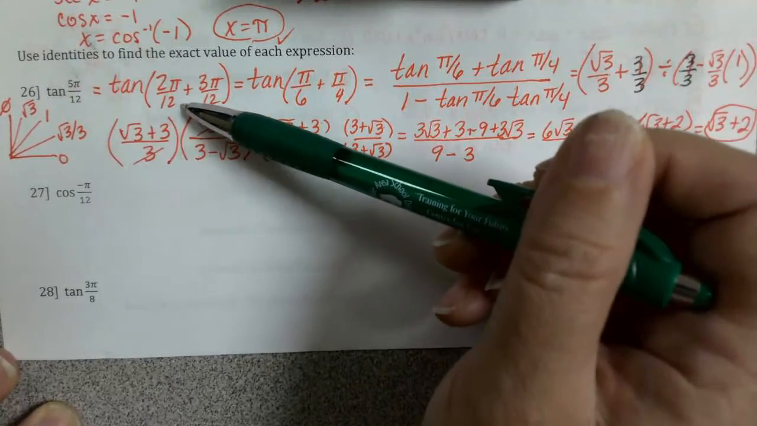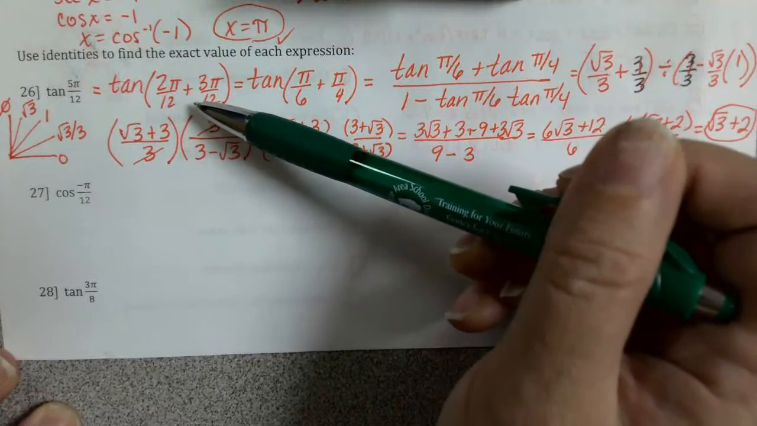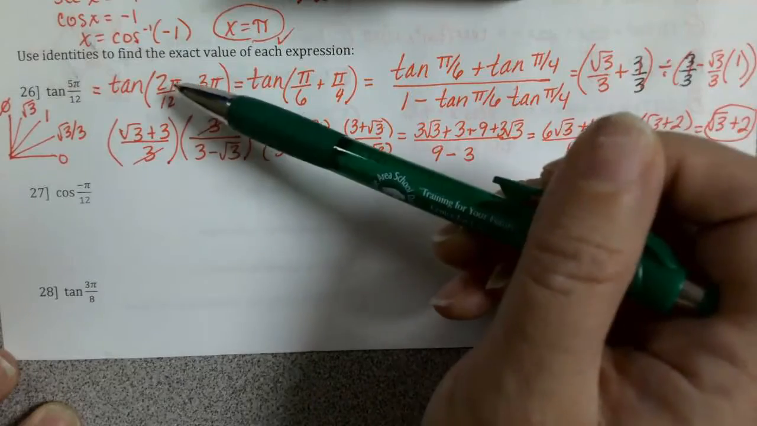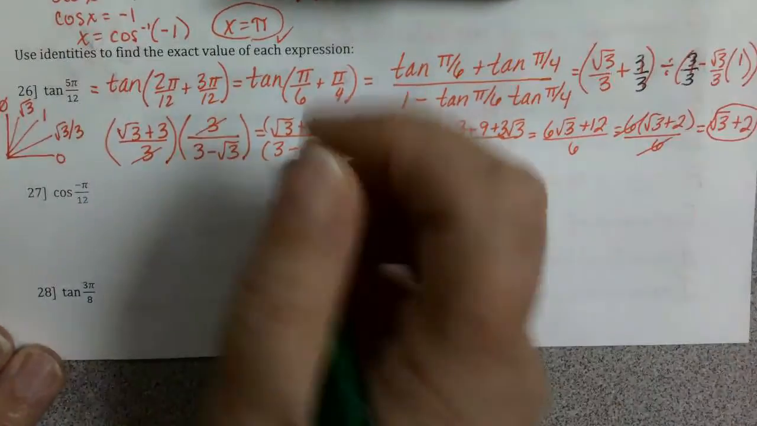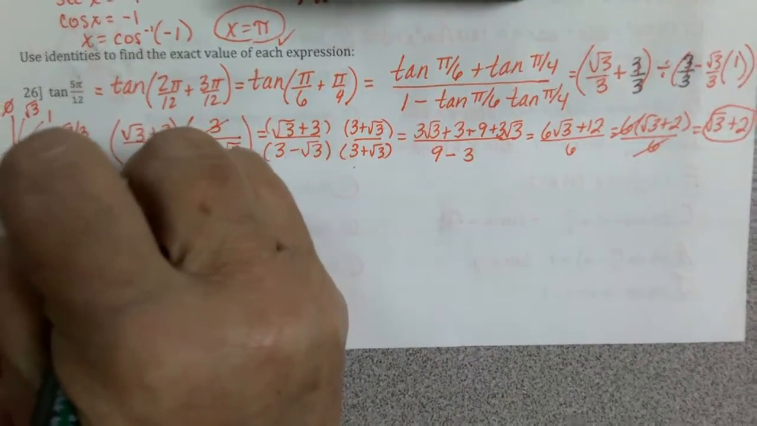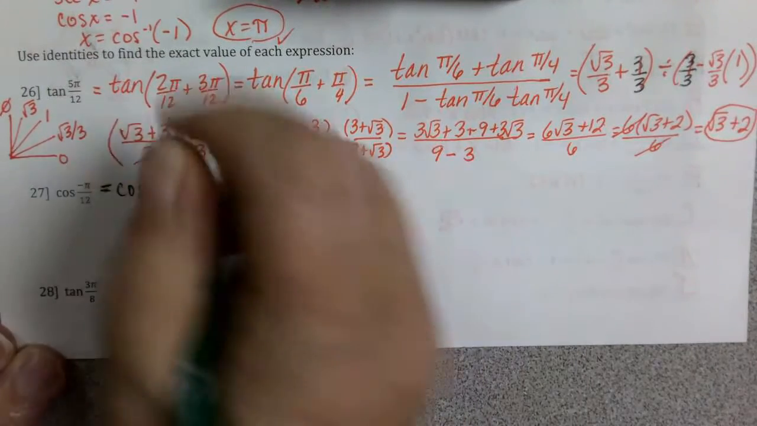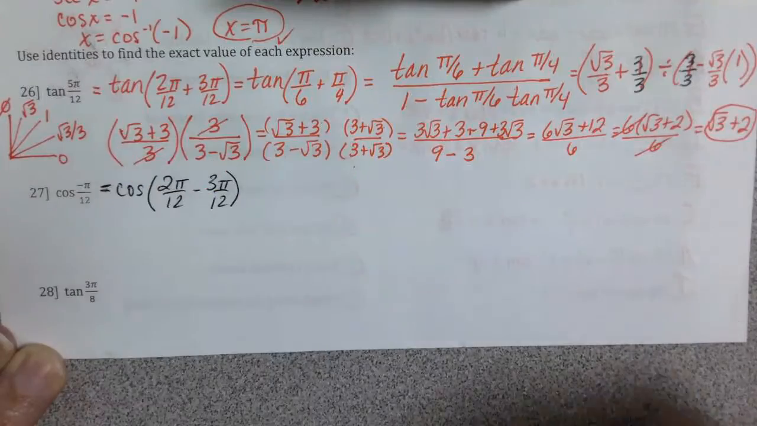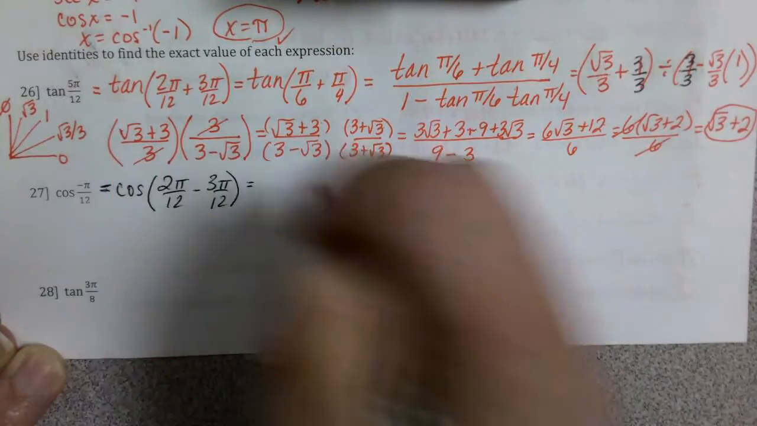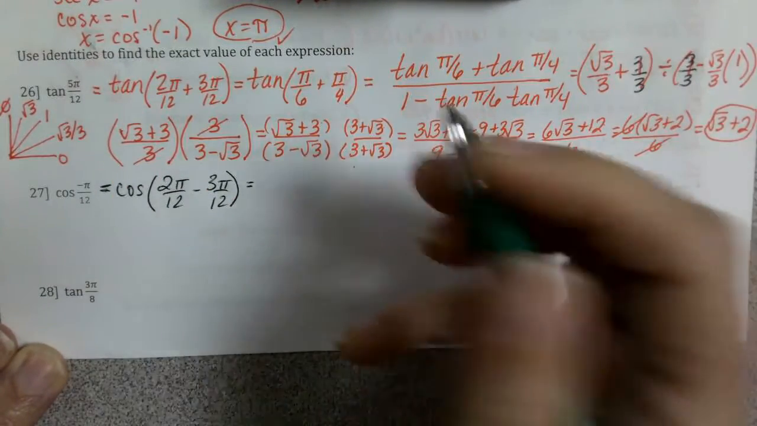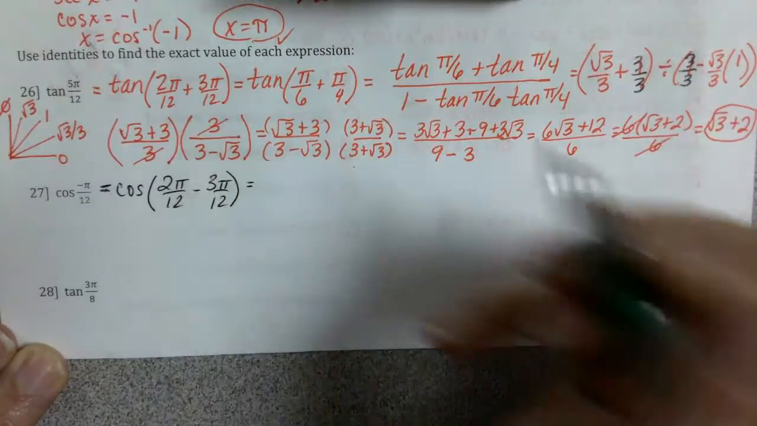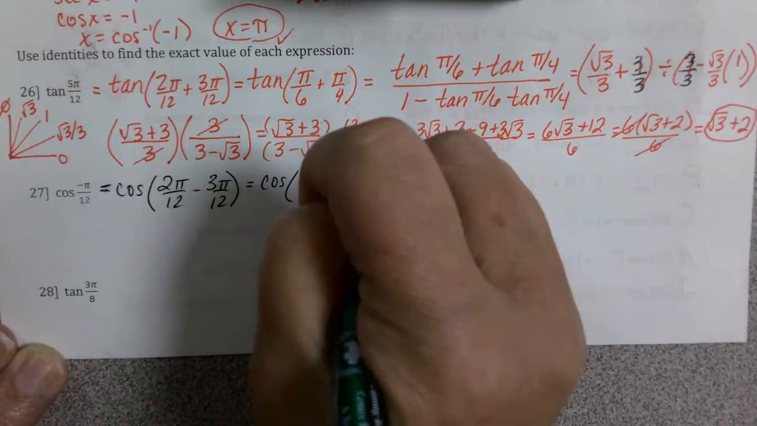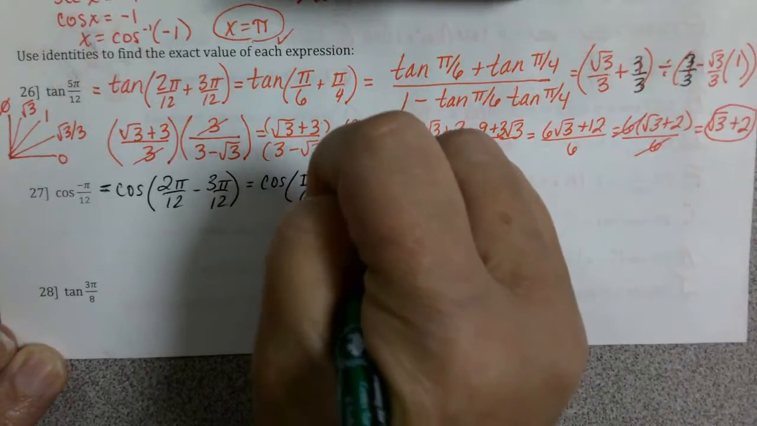We're going to do the same thing now for negative pi over 12, only we want two angles that subtract. And if you notice, 2 pi over 12 minus 3 pi over 12 would be negative pi over 12. So we can use those same two angles from number 26. So this is equal to the cosine of 2 pi over 12 minus 3 pi over 12. And when we reduce, 2 pi over 12 is pi over 6, 3 pi over 12 is pi over 4. So this equals the cosine of pi over 6 minus pi over 4.